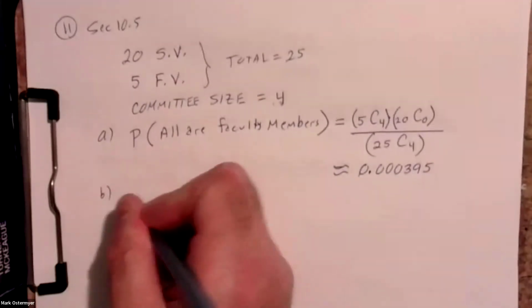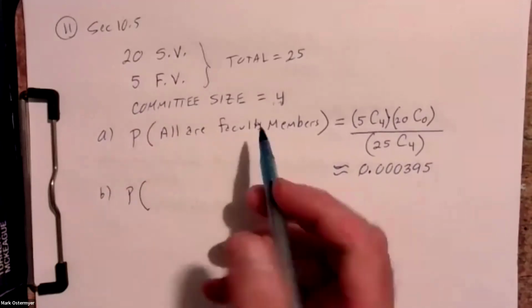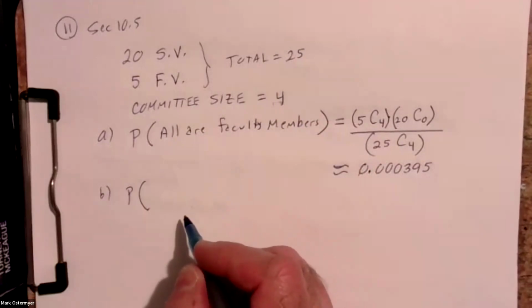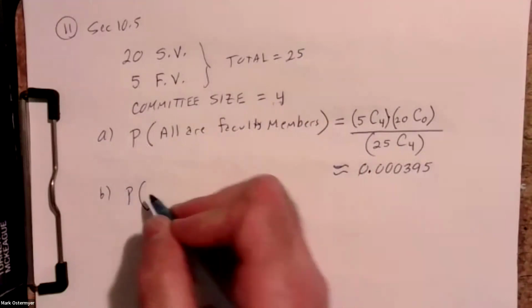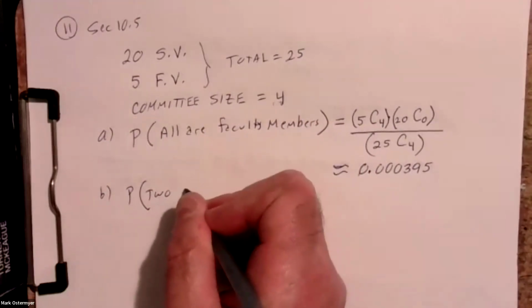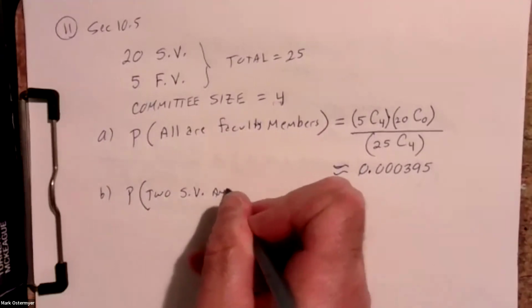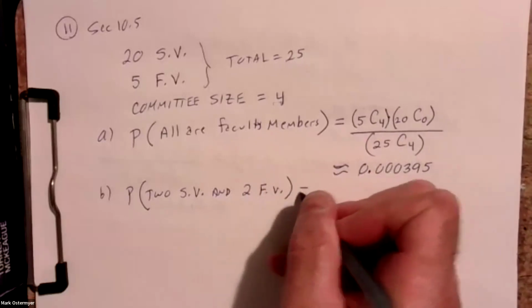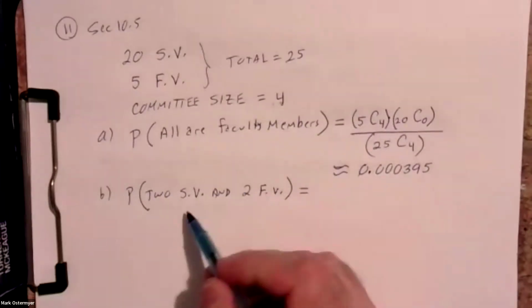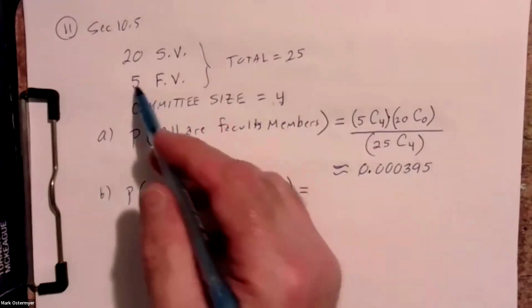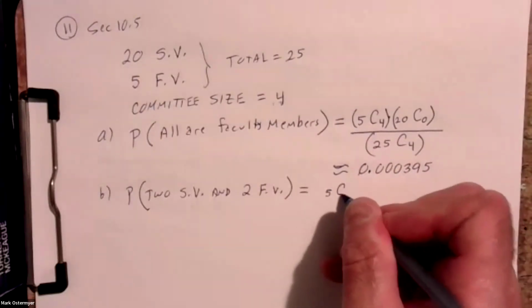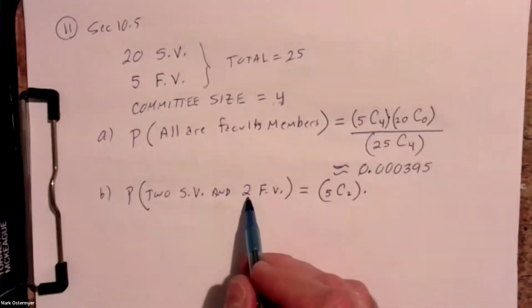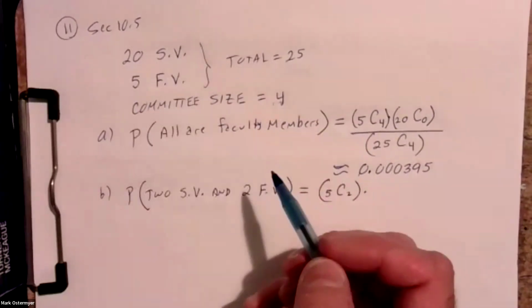Now in B, they want to know what is the probability that if I randomly select 4 people from these 25 people to put together my committee, 2 student volunteers are selected and 2 faculty volunteer members are selected? Well, how many ways can I choose two student volunteers from 5? If order doesn't matter, that's 5 in combination with 2. Times what's the number of ways I can choose 2 faculty volunteers from 20 available?